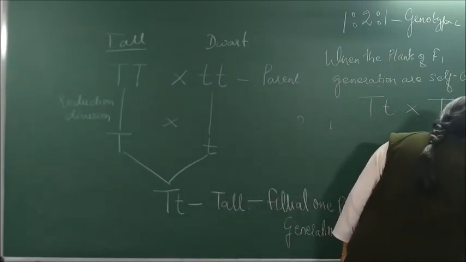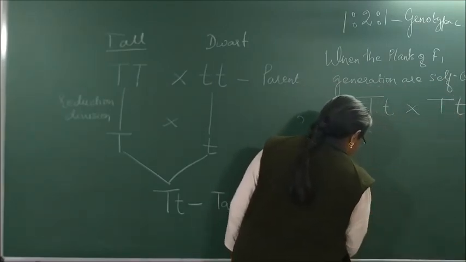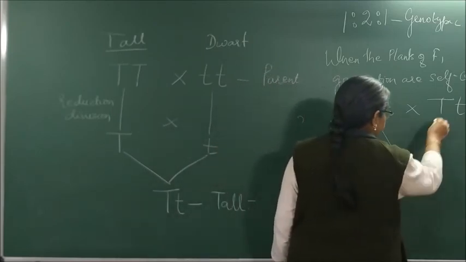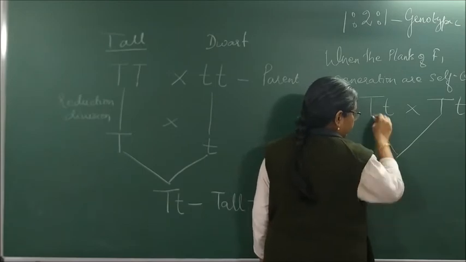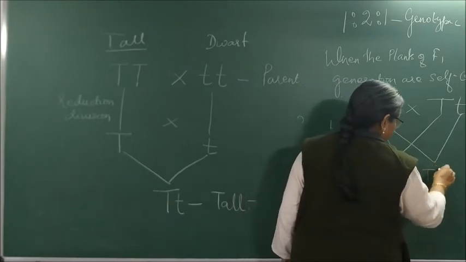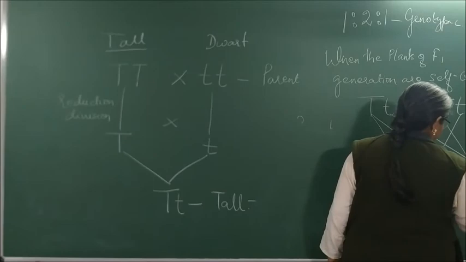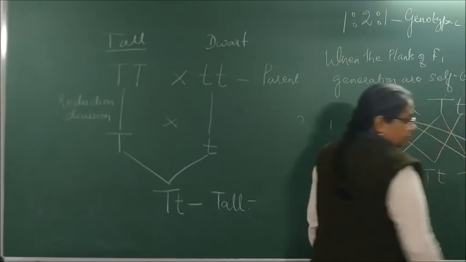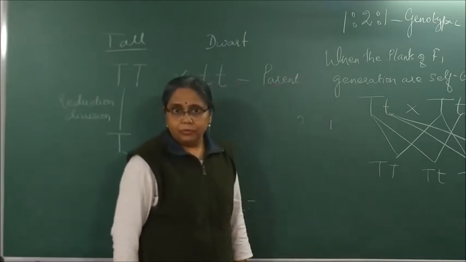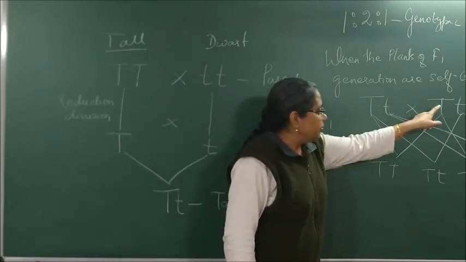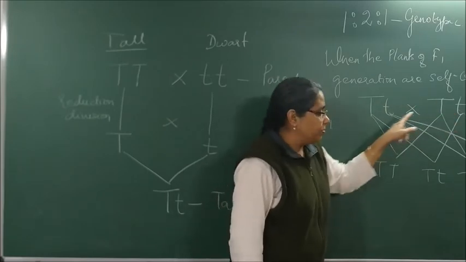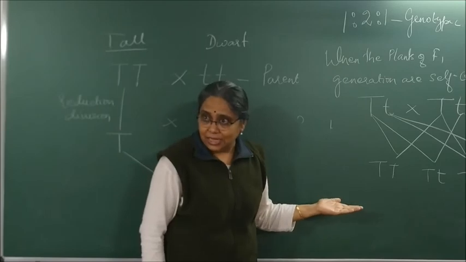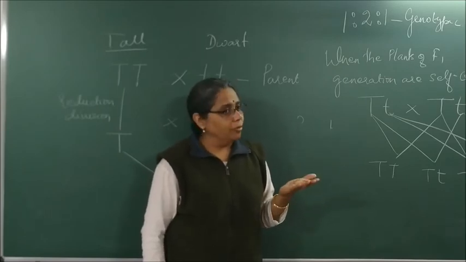Only in the F2 generation, how will school go? School may teach like this. What school generally teaches is take one from here, take one from here, and so on. This is easy, but this can be done only for monohybrid cross.